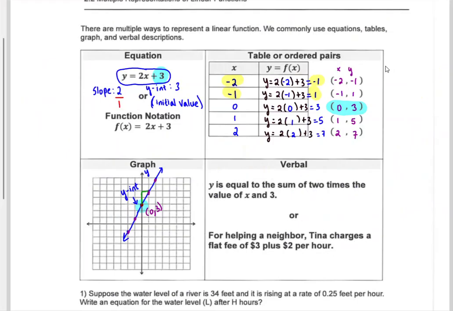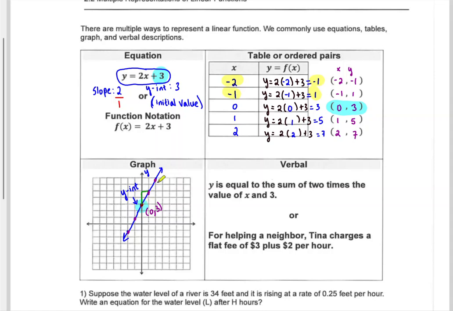This ends up being pretty important in this unit, just recognizing how to find the y-intercept when you look at an equation. It's right there. When you see a table of values, you look for the value that has 0 as the x right there. That makes this the y-intercept. And then on a graph, it's right here.